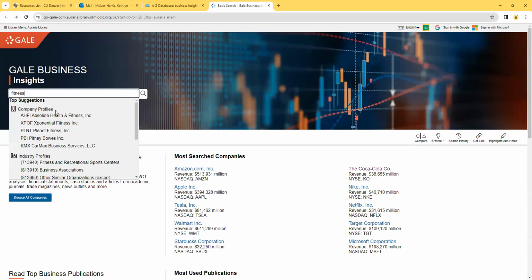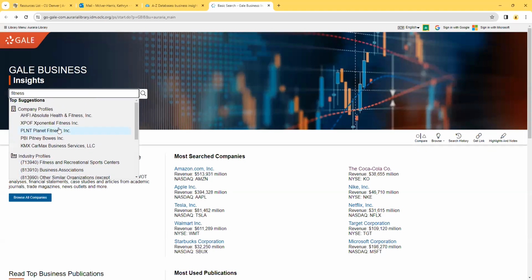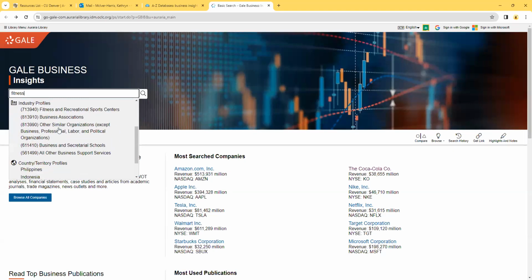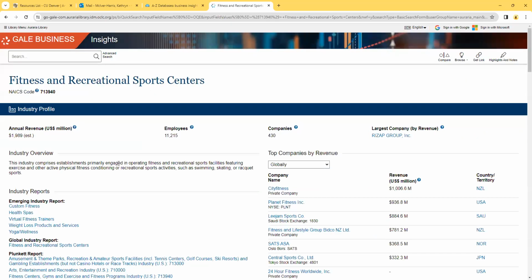So a couple of things up, company profile. These are going to be the companies that come up and match for fitness. And then industry profiles. These are also the top suggestions. If you're not seeing what you want in the first couple of tags, press enter. You can see a lot more. But for us, we're going to go to fitness and recreational sports centers because a couple of you guys are working in the gym or gym adjacent space.